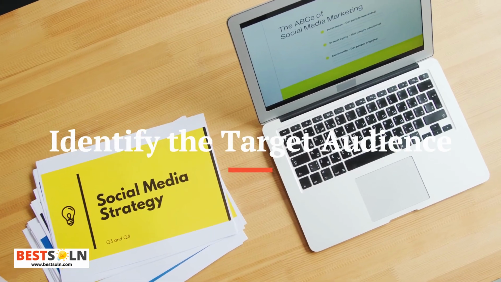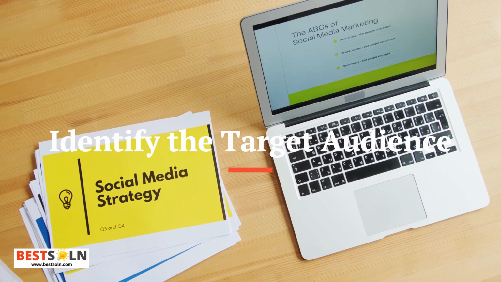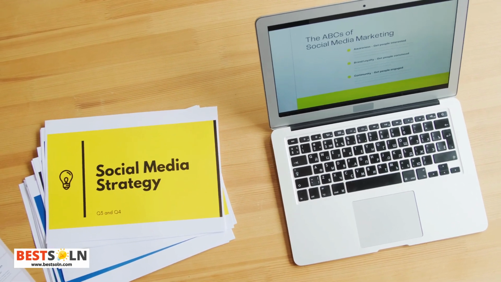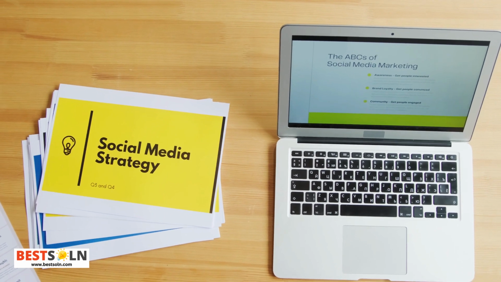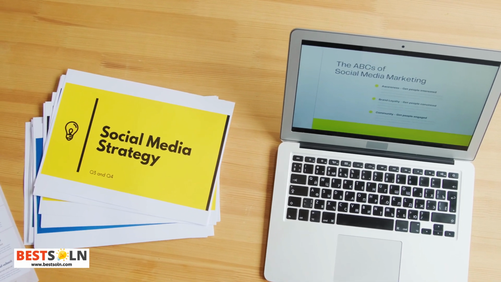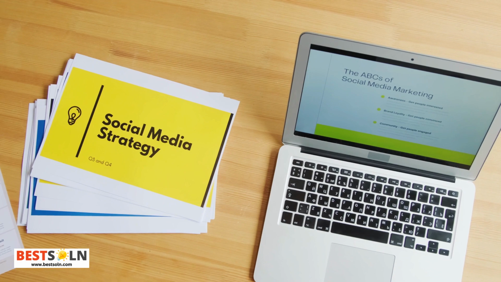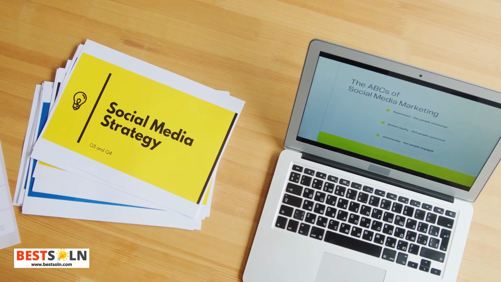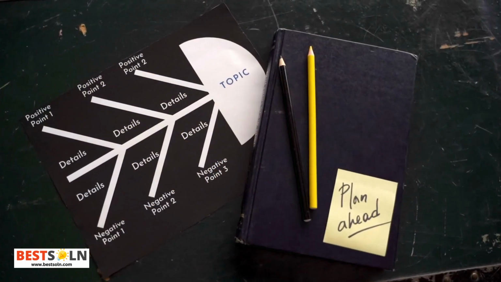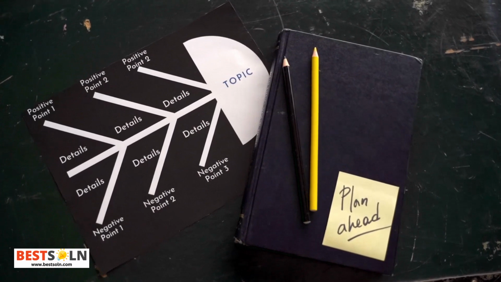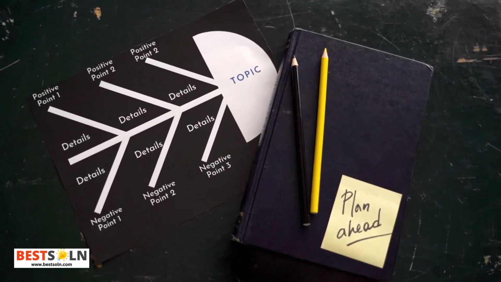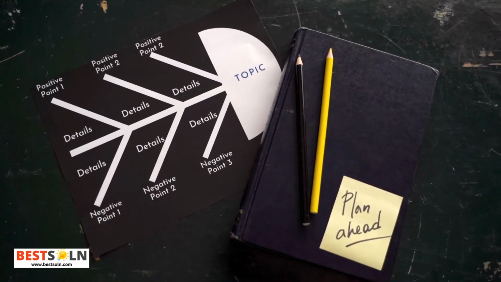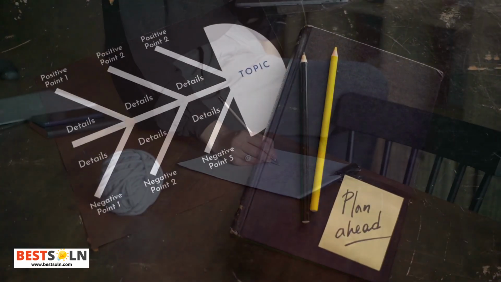One of the key elements to consider when creating a social media marketing strategy is your target audience. Who are you trying to reach and what are their interests? Understanding this will help you create content that is relevant and appealing to them, and also determine which platforms they are active on. For example, if your target audience is primarily composed of young adults, you may want to focus on platforms such as Instagram and TikTok.